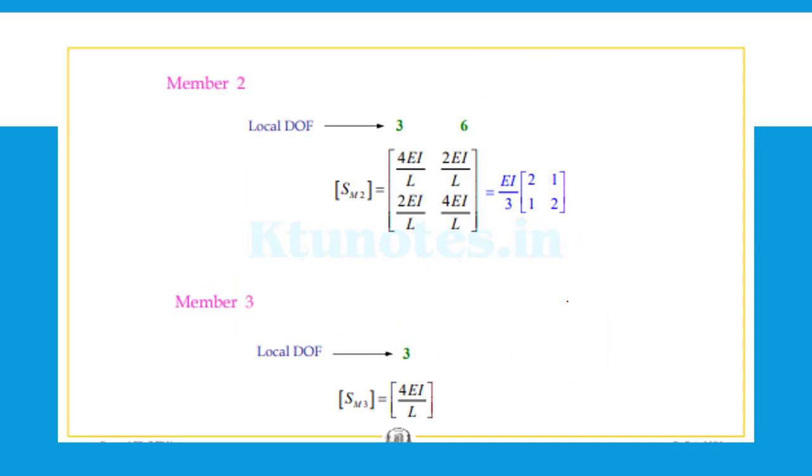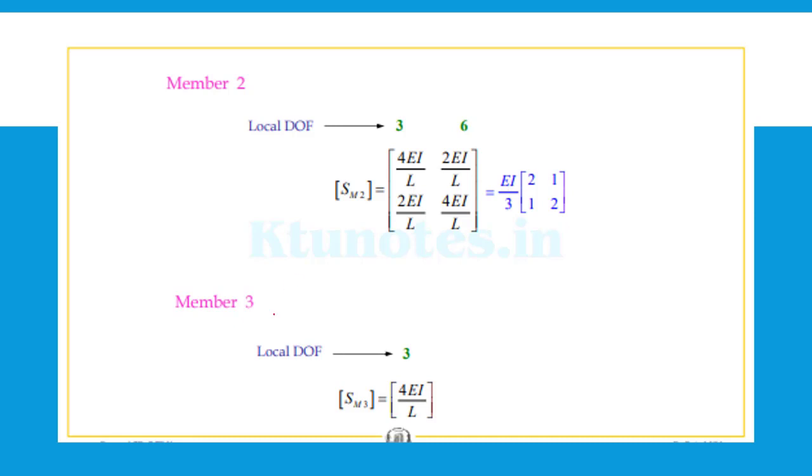And for member 2, the local degrees of freedom are 3 and 6. That means they are the rotations for the local coordinate, right? Because member 2 is a beam. A beam will have left side 1, 2, 3 and right side 4, 5, 6. 3 and 6 will be the rotations, and only those values are taken to get the matrix equal to EI by L into 2, 1, 1, 2.